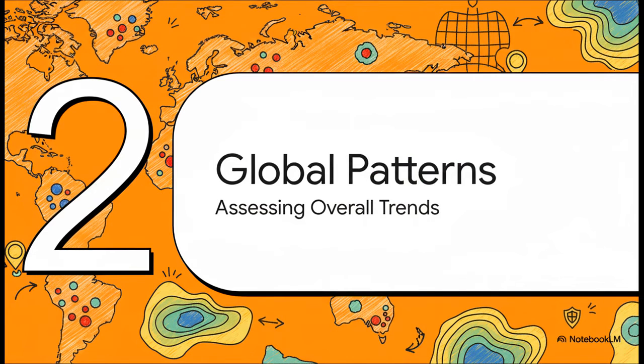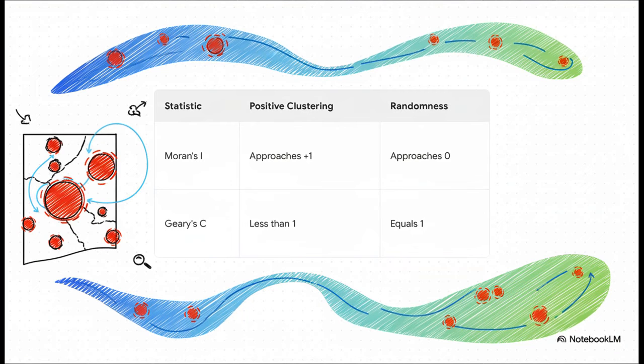So let's start with that 30,000-foot view. Before we go hunting for individual hotspots, we need to know if there's any smoke at all. Is there any statistical evidence the clustering is happening across our entire map? This is where global statistics come in. And two of the biggest tools in the toolbox here are Moran's I and Geary's C. Don't let the names intimidate you. The idea is pretty simple.